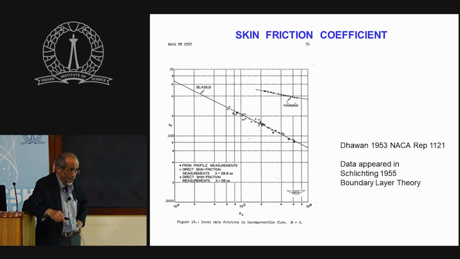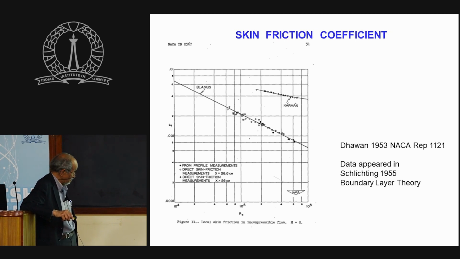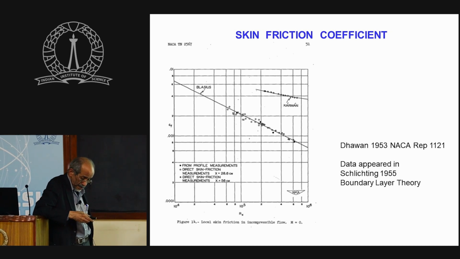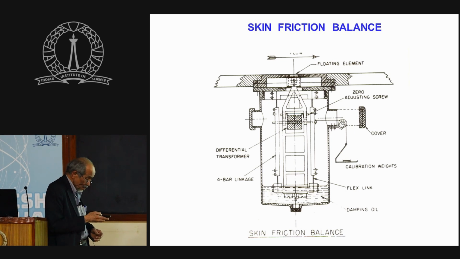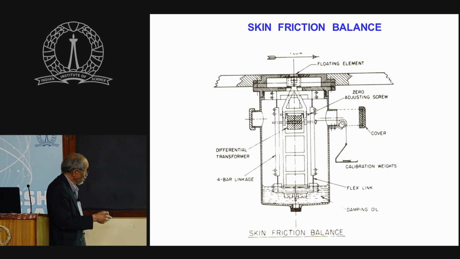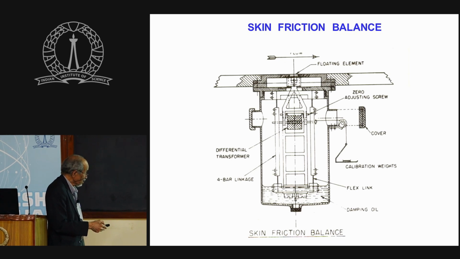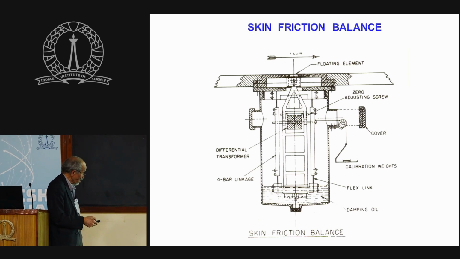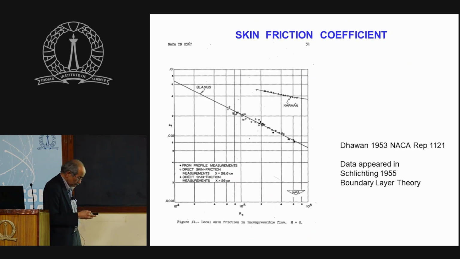At that time, the boundary layer was still, although widely accepted, had not really received the stamp of wide acceptance. And so they decided that they would measure the skin friction directly, which was done by this instrument. There's a floating element there, and the flow is like this, and the stress applied on this element or on this plate makes it move, and that movement is restored by this differential transformer, and the amount of movement that you have to make is a measure of the skin friction. So that was the principle behind it.